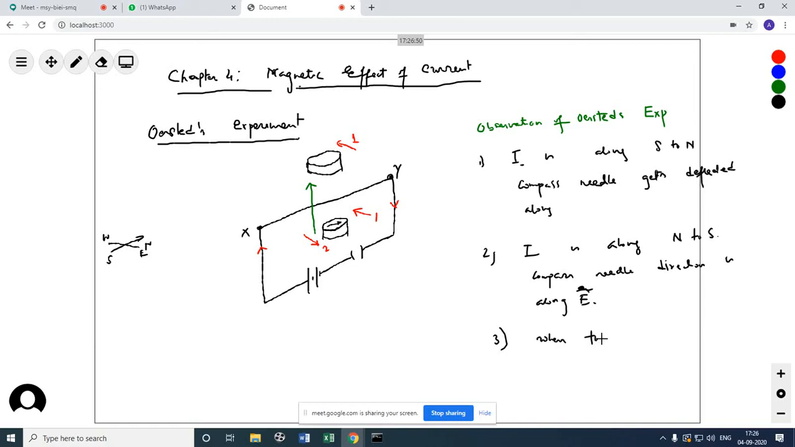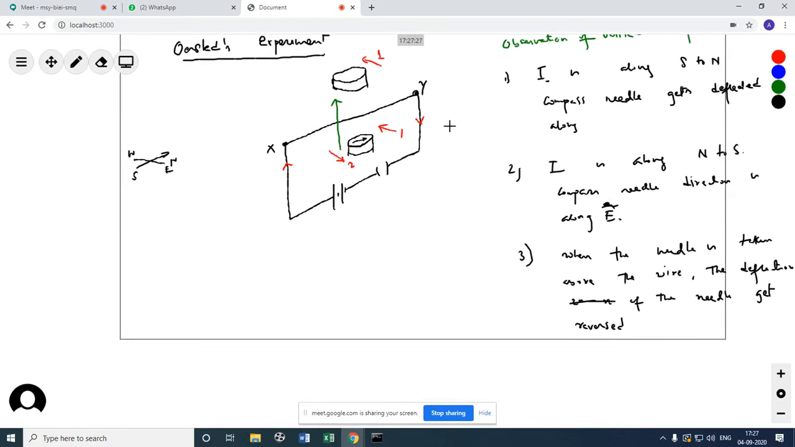When the needle is taken above the wire, the deflection of the needle gets reversed. Okay, so these were the observations of Oersted.